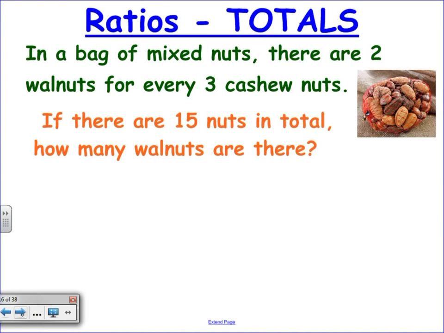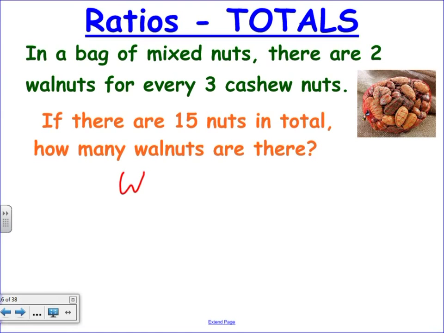Okay, another easy one, because we're just starting off. I want to know, in a bag of mixed nuts, there are 2 walnuts for every 3 cashews. If there are 15 nuts in total, how many walnuts are there? Okay, so we're just concentrating on totals type questions. They'll get harder in a minute, don't worry. There are what sort of nuts?